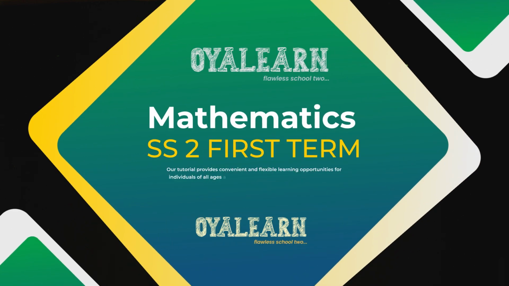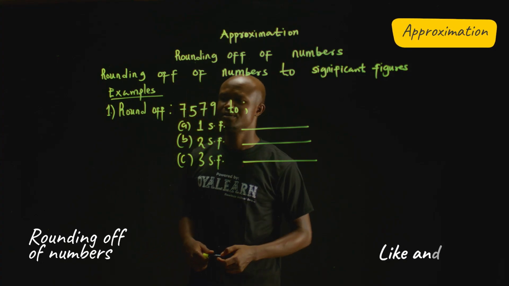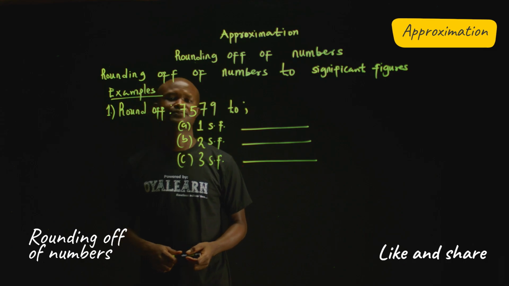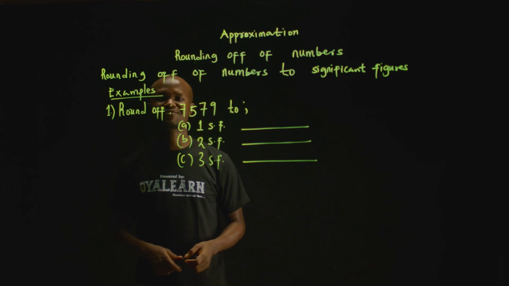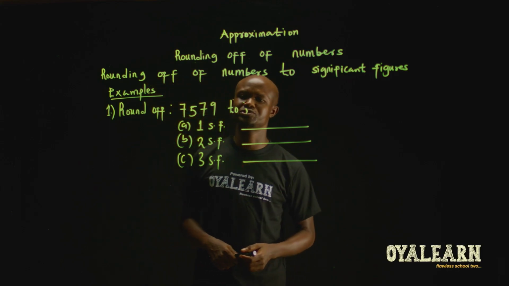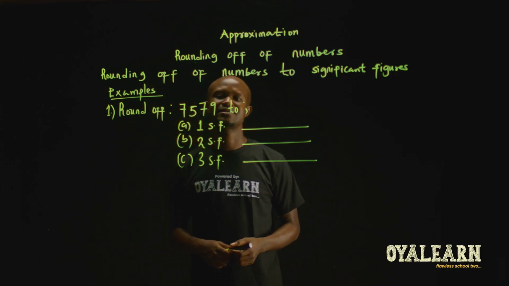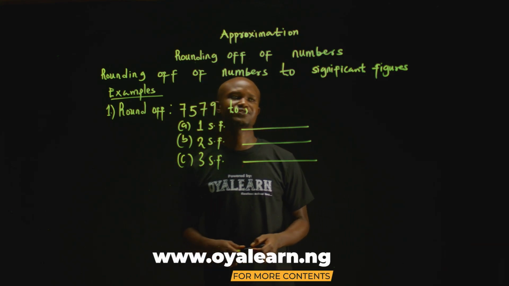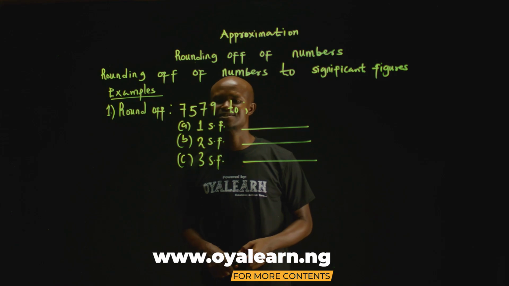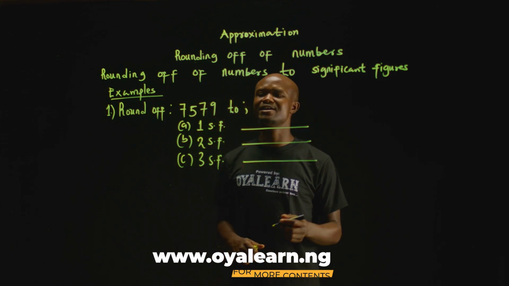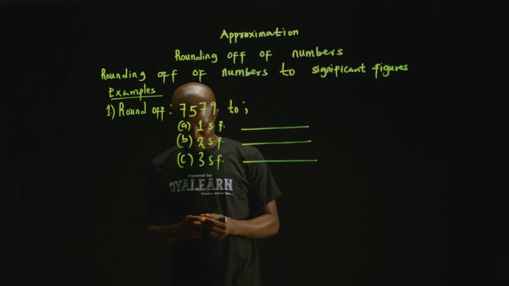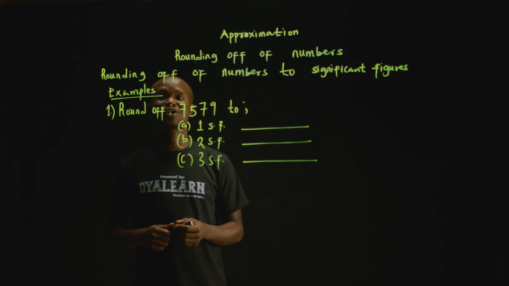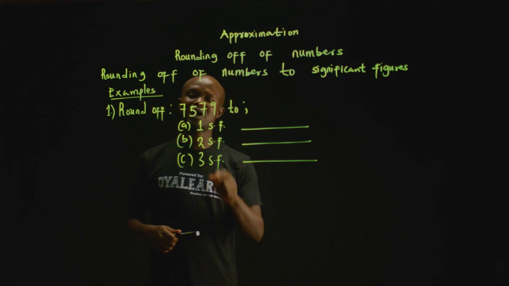Rounding off of numbers to significant figures. Examples. Round off 7,579 to 1 SF. SF means significant figures. To one significant figure. So in this case, for this type of question, what number are we having here?